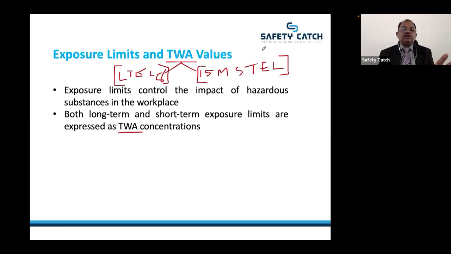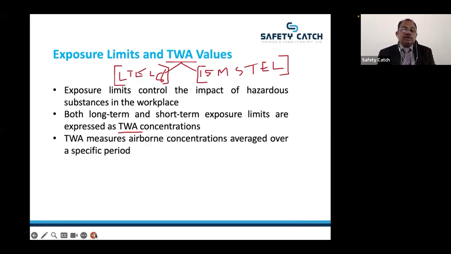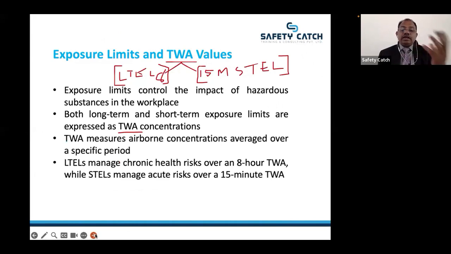So this is called time-weighted average. Since we are calculating based on duration, we call it time-weighted average. TWA measures airborne concentrations averaged over a specific period, 8 hours or 15 minutes. LTEL manages chronic health risk over an 8-hour TWA, while STEL manages acute risk over a 15-minute TWA. This is what I was explaining to you.